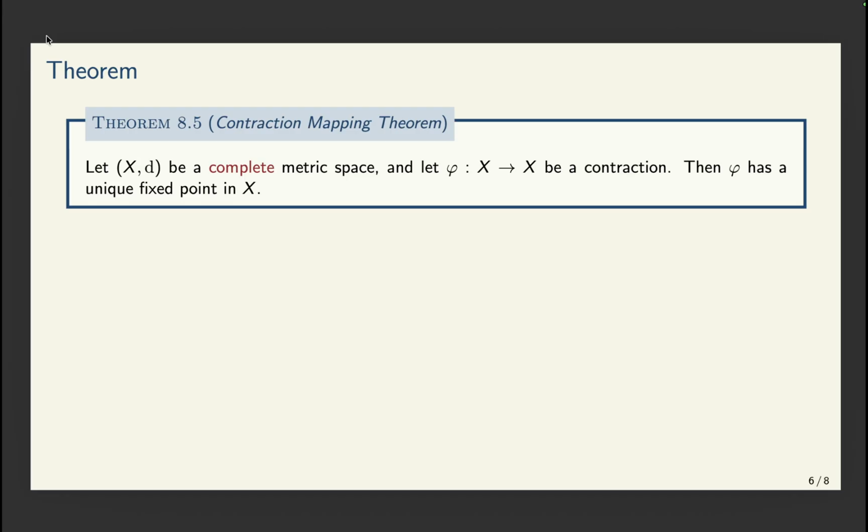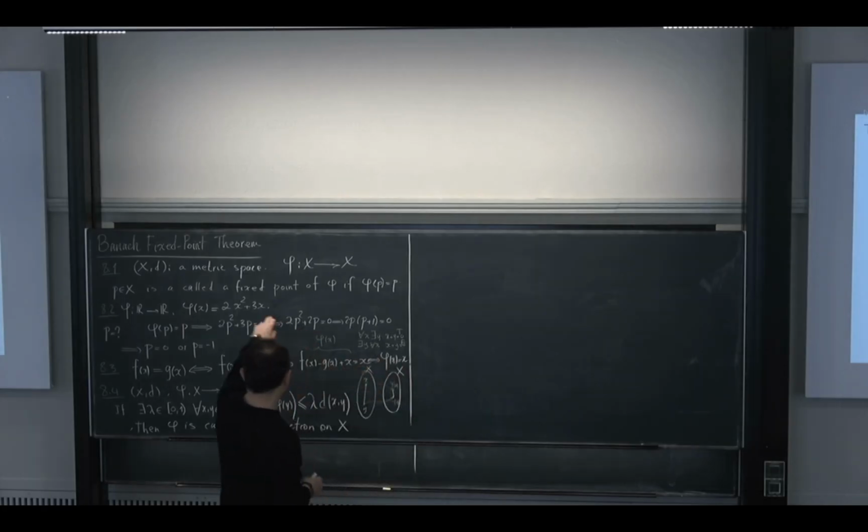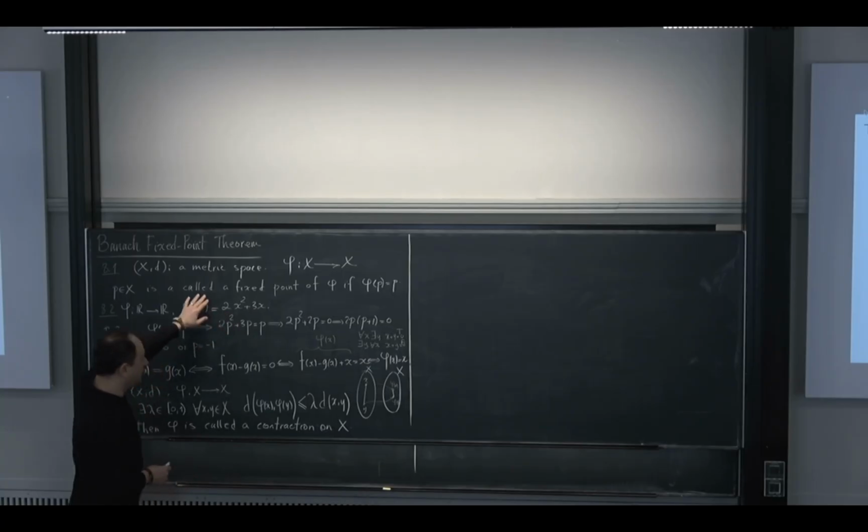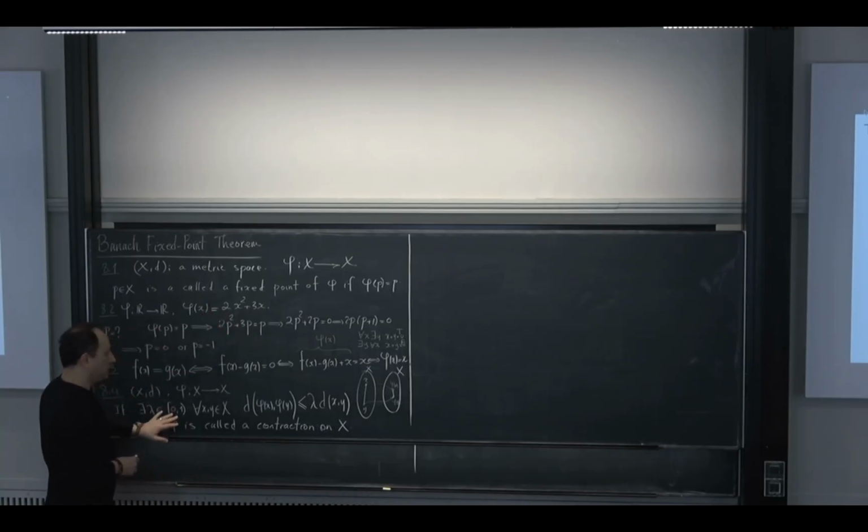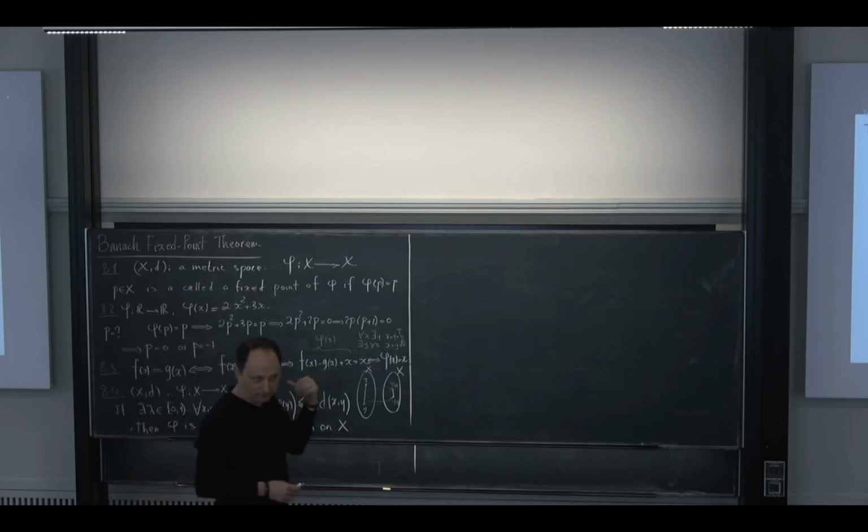So what is the contraction map theorem first? Let X and d be a complete metric space and let phi be a contraction on X. Then phi has a unique fixed point in X. So it is combining those previous notions: the notion of fixed point, that is why I defined it for you first, the notion of contraction, and the notion of completeness we learned yesterday.